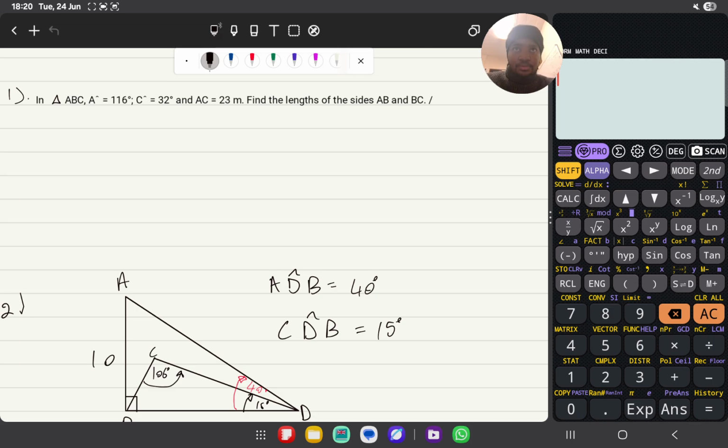Okay, you guys are ready now? So in triangle ABC, you have A, which is 106 degrees, C, which is 32 degrees, and then AC, and then we have to find the length of both sides. So let us cook my triangle.